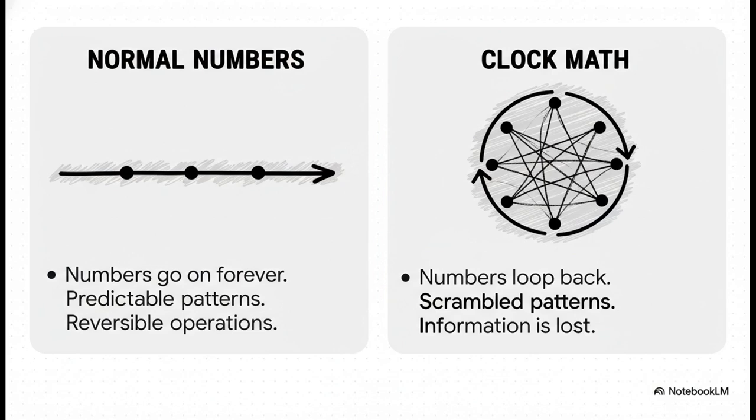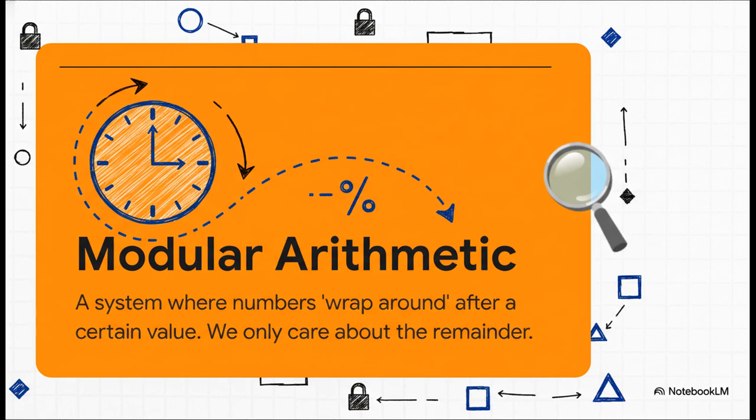And this one little change has massive consequences. It completely scrambles predictable patterns. You already know how this works. Think about a 12-hour clock. If it's 10 o'clock and you wait 4 hours, it's not 14 o'clock, right? It's 2 o'clock. Why? Because 14 divided by 12 leaves a remainder of 2. And in clock math, the only thing we care about is that remainder.